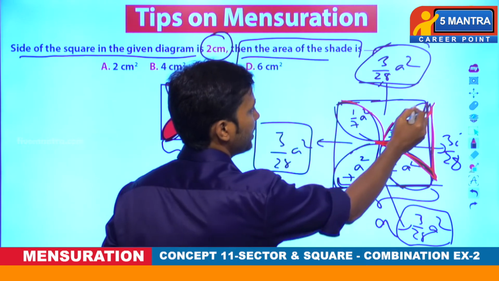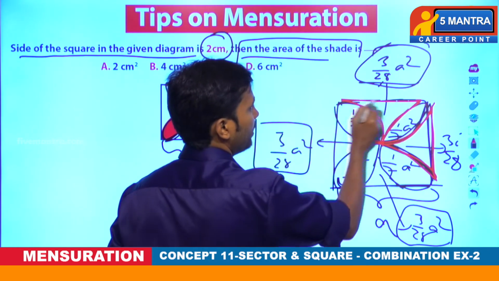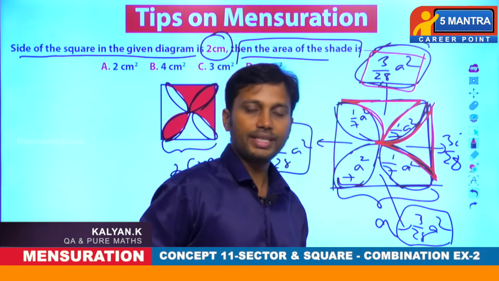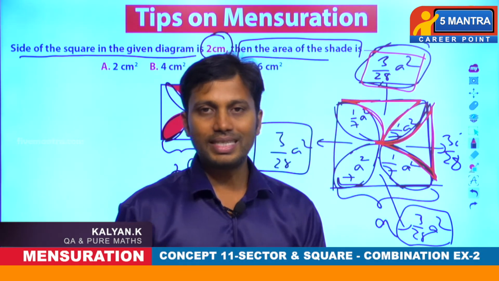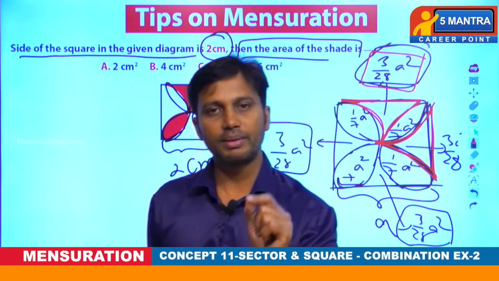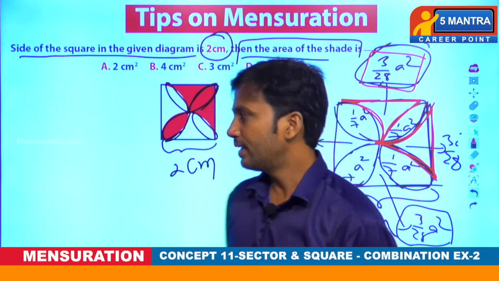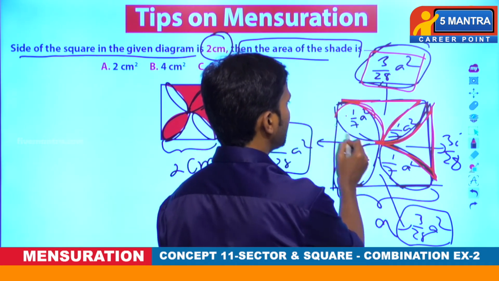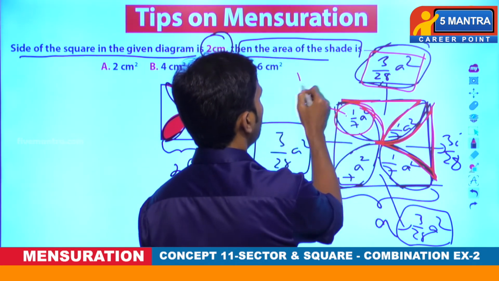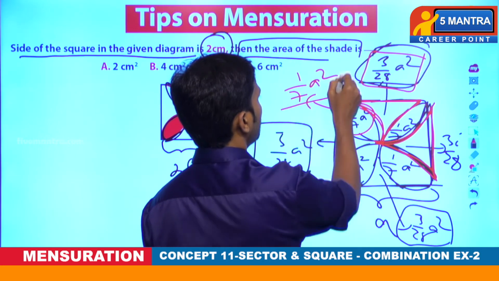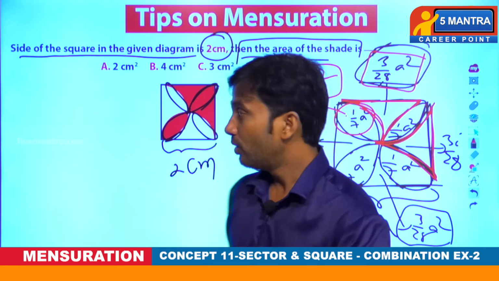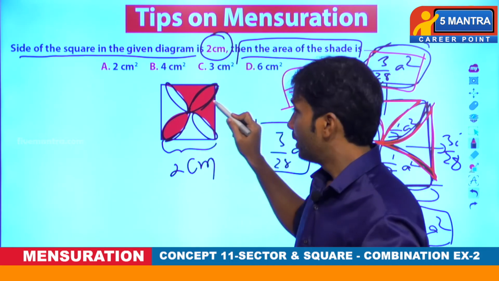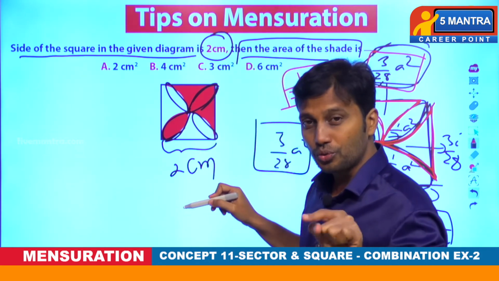See again, this gap is represented by what? 3 by 28 a square or not? 3 by 28 a square or not? That means each gap is represented by 3 by 28 a square, and each flower petal is occupied by how much area? 1 by 7 a square. Isn't it?